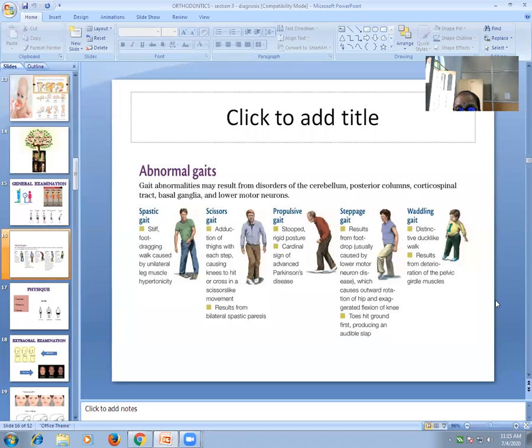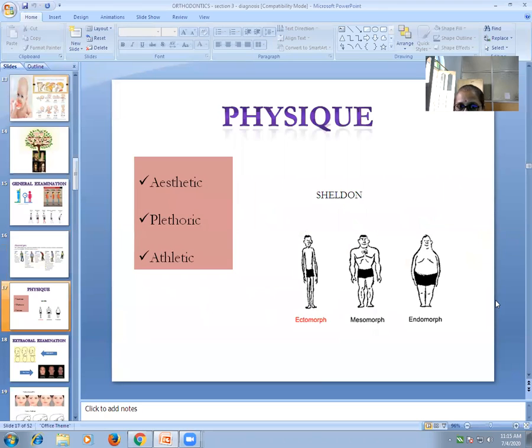Then propulsive, the head will be pushed forward and the patient will lean forward. The steppage gait is because of motor disorders, and the patient will walk with the legs in outward directions. The waddling gait is a duck-like walk. It is basically because of neuromuscular disorders or any abnormalities in the pelvic girdle muscles.